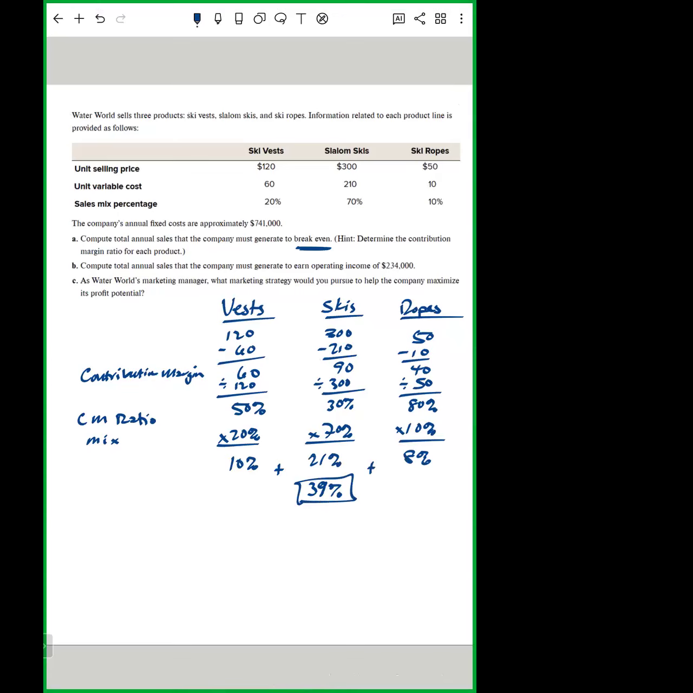So then what I need to do is take my fixed cost, $741,000, and divide by 0.39. All right, 741 divided by 0.39 gives me $1,900,000. And this is break even.